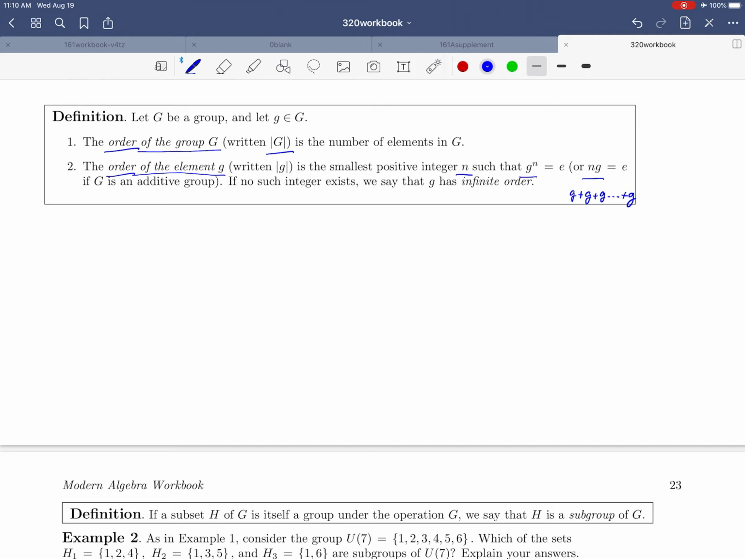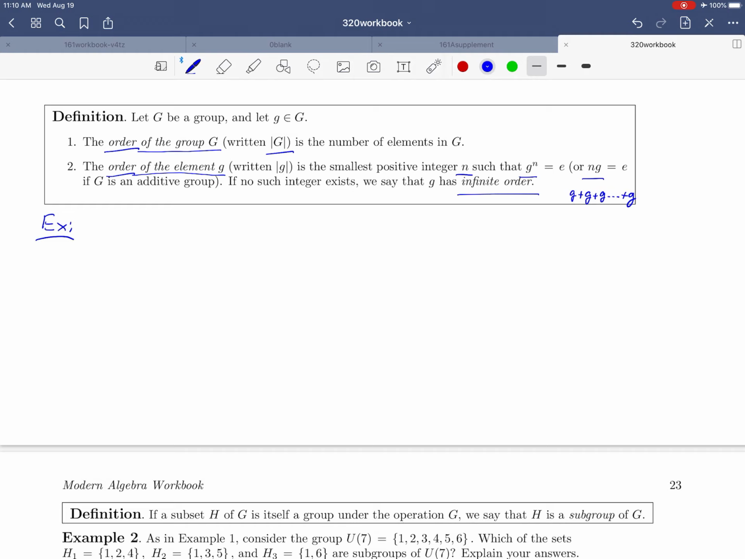n times. And so if you get the identity back, then the smallest number of times that you are using that operation of g on itself, that is called the order of that element. If such an integer does not exist, then we say that g has infinite order. Let's look at some examples to just clarify what we're talking about here.